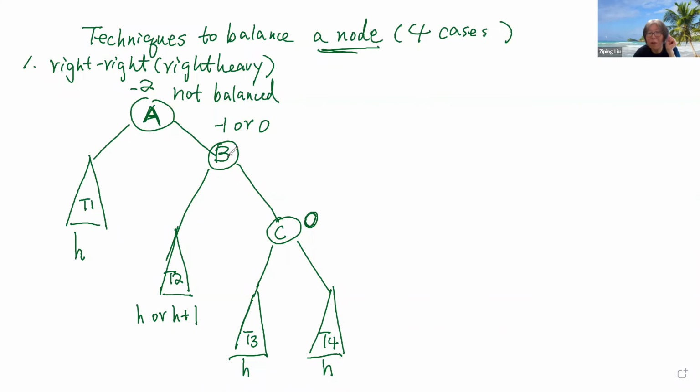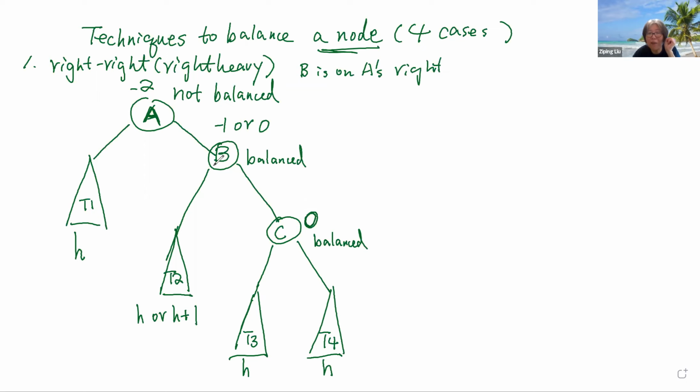Node B is balanced. Node C is also balanced. But node A is not balanced. Then its imbalance is caused by what? Caused by its right subtree, rooted at B. And B is on A's right.